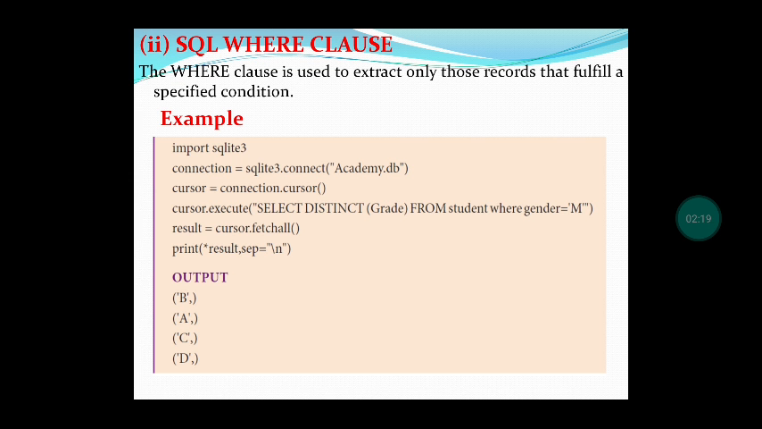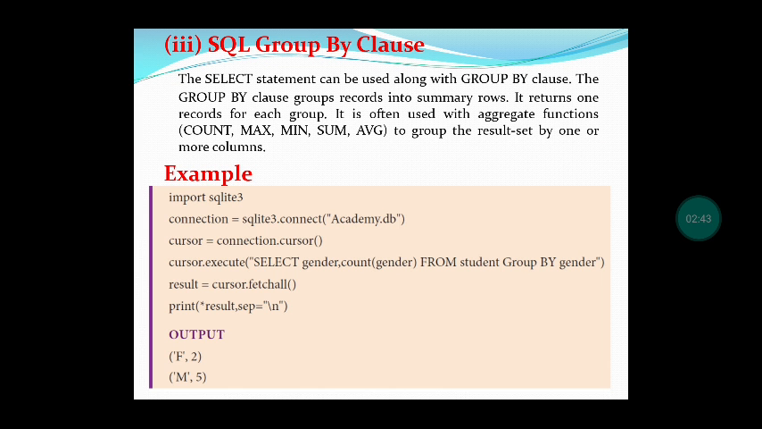In this example, we have used the distinct clause also, that is select distinct grade from student where gender equal to male. Male students alone we are giving as a condition. All the male students got all the 4 grades, so we got the output as B, A, C and D. Next clause is group by clause.